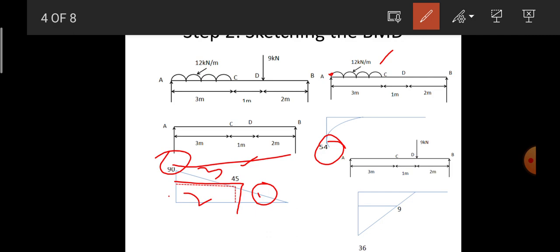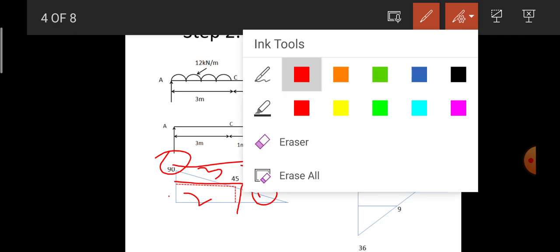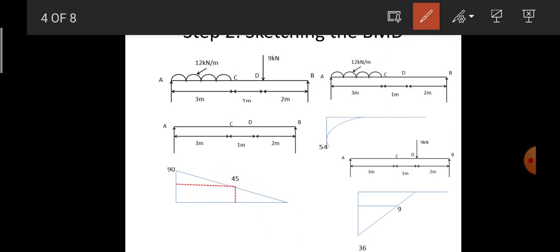Next, the bending moment sketching is due to the load of only 9 kilonewton concentrated load. The moment of 9 kilonewton at point C is 9 into the distance between D and C, which is 1 meter. So 9 into 1 comes to 9 itself, which is acting in the clockwise direction. Hence it is considered negative, and the variation of bending moment due to the concentrated load is linear, hence it is joined as a straight line.